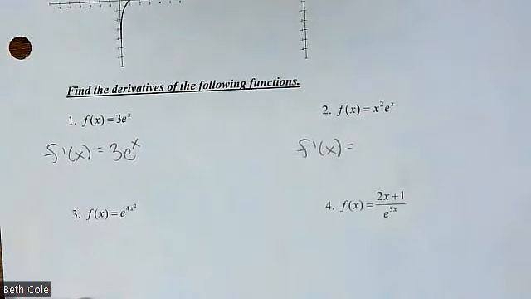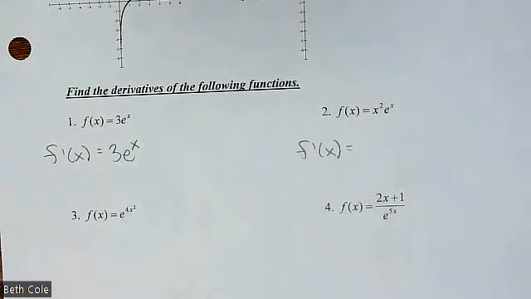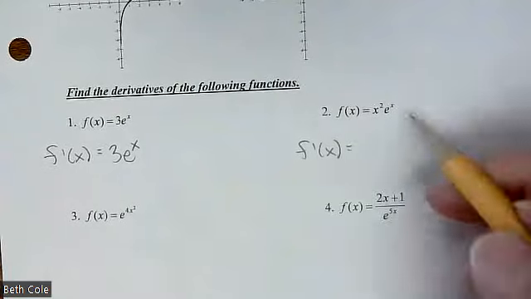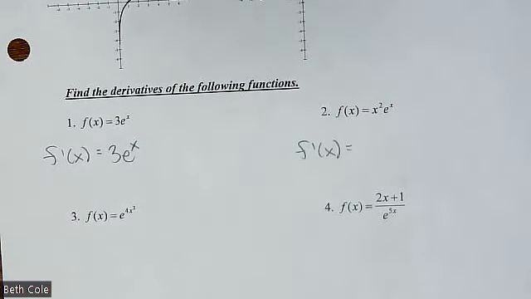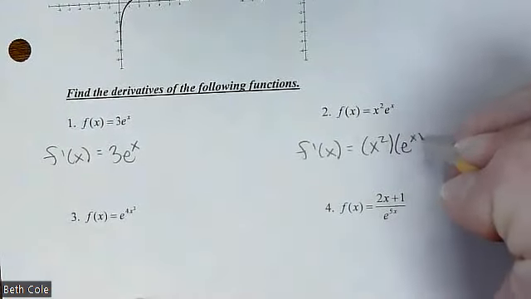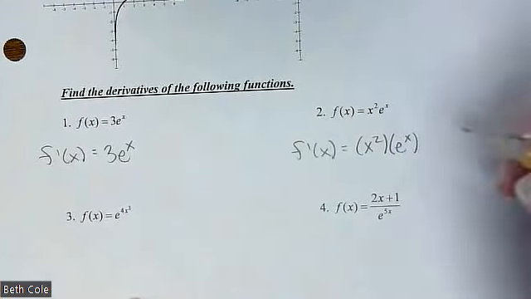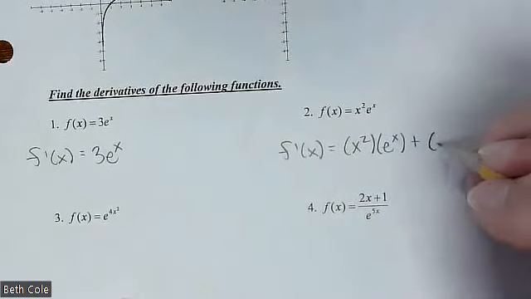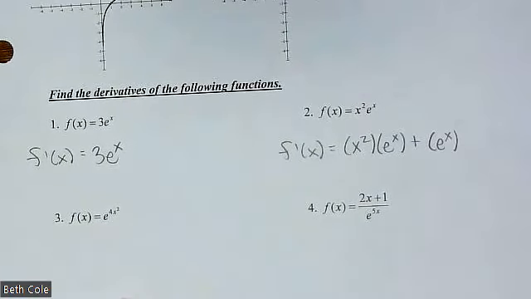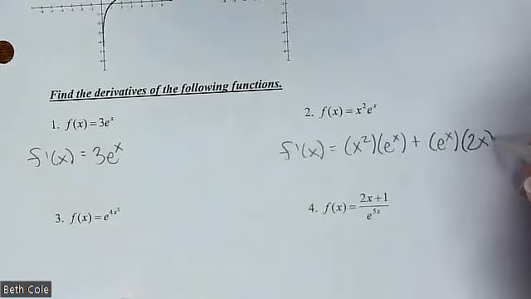Number two, what rule do you need for that one? Good. x squared is the first function. e to the x is the second function. So how does product rule start? All right, the first one, derivative of e to the x is e to the x. Perfect. Plus the second one, which is e to the x, derivative of the first, 2x.